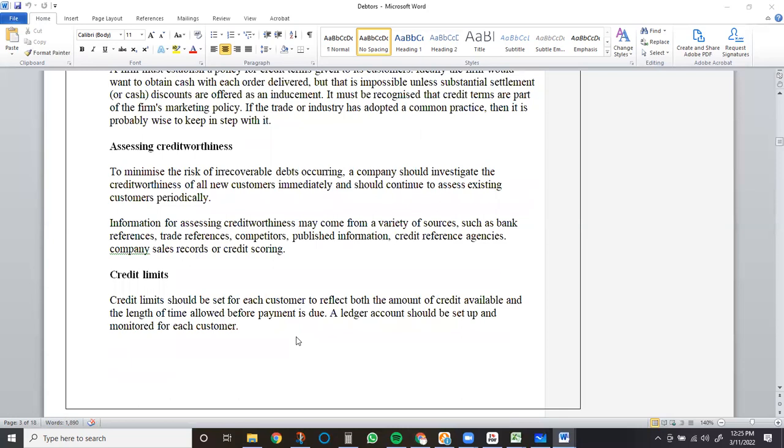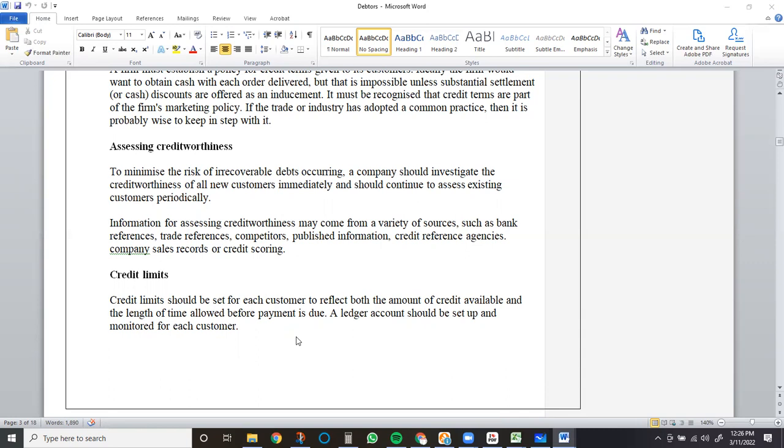So note, investigating creditworthiness, you may ask for references. Now, if you assume here, as we normally would, it's a retailer perhaps selling goods to its customers. And in this particular industry, it's the norm to give credit, right? Now, that is the assumption that we would normally make.